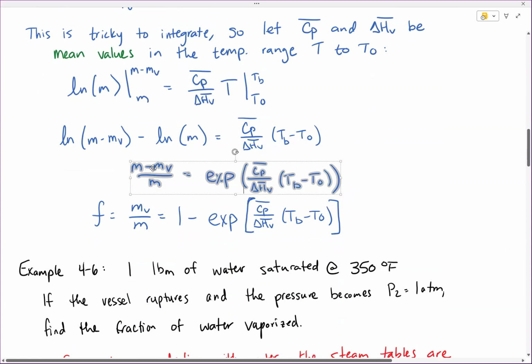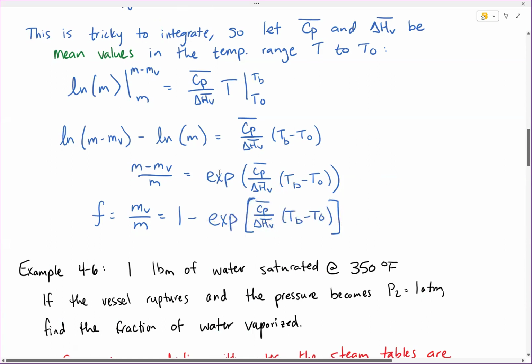So M minus MV, that is the amount of mass that stays in the liquid form. The other way to think about it would be M over M is 1. So this is 1 minus MV over M. If I bring the 1 over to the other side and bring this over to the other side, I end up with 1 minus the exponent of this whole thing.